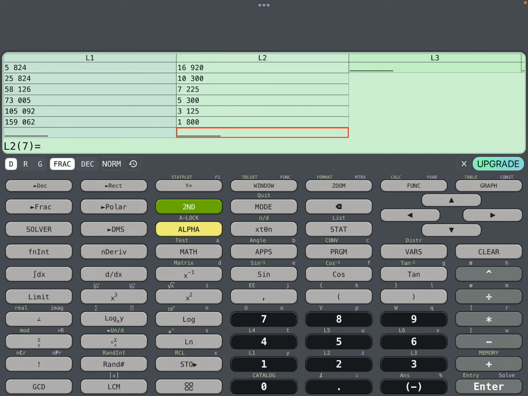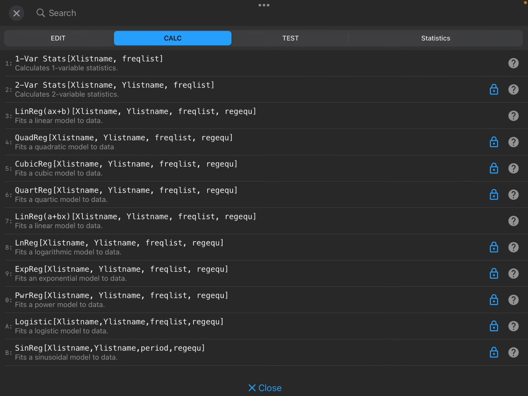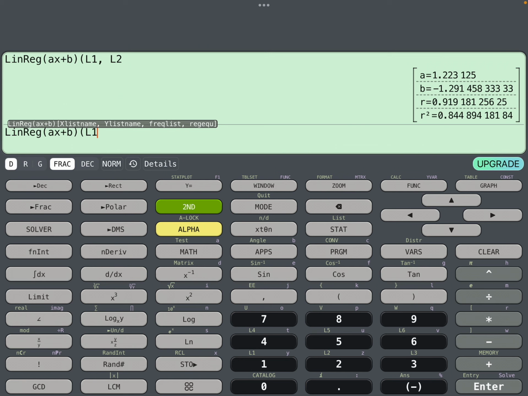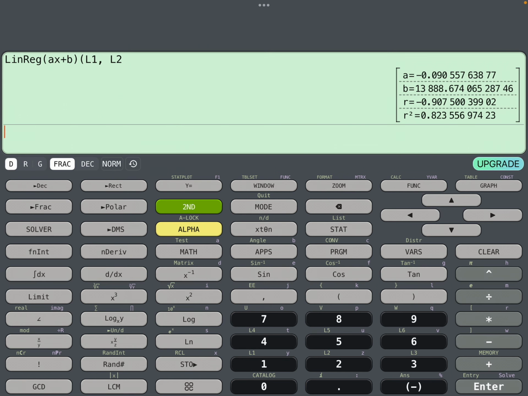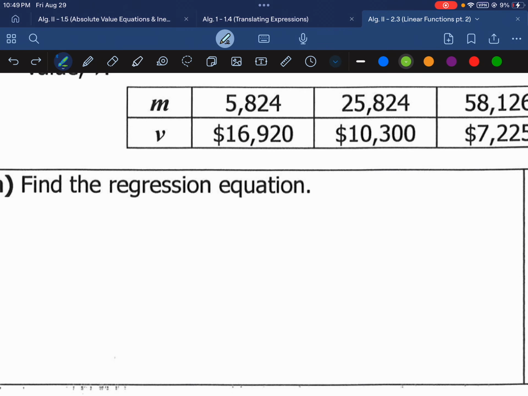So I get out of here, I go over to Stat, Calc, Linear Regression, I have to put in my list. Once again, on TI-84s, you don't need to do this because it's done for you. And we're told the slope is negative 0.09, and the y-intercept, or b, is 13,888.67. So that would be negative 0.09x plus 13,888.67.